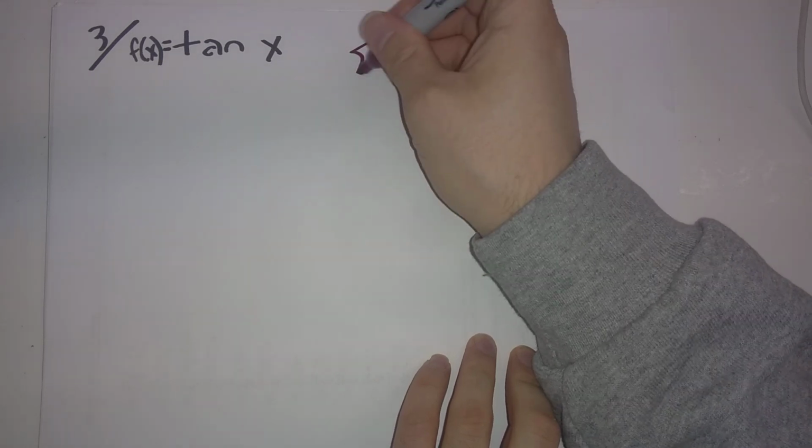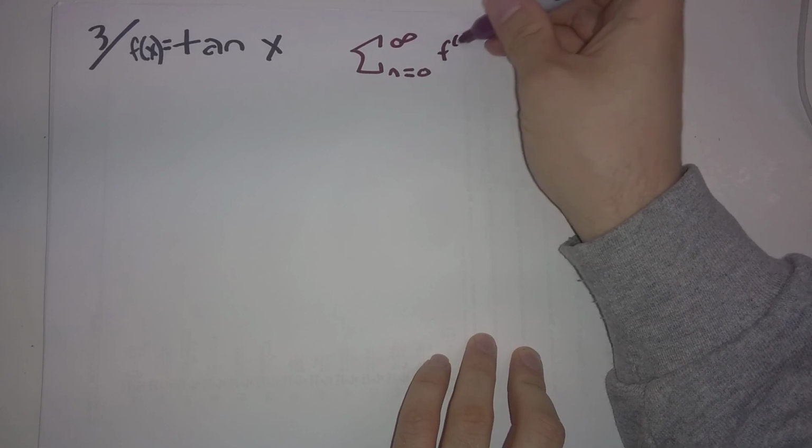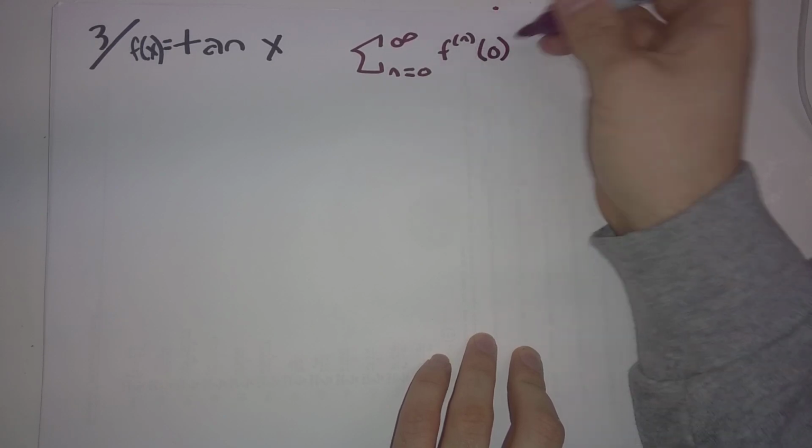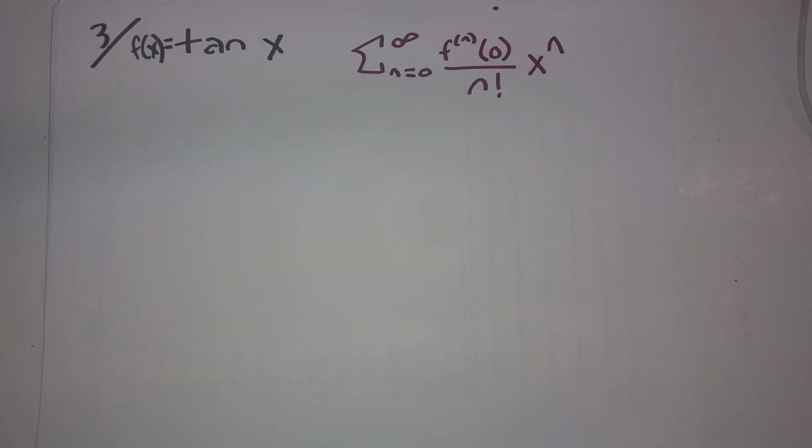The first thing that pops into your mind when thinking about Maclaurin series is probably just going to the definition. Our Maclaurin series is the sum from n equals 0 to infinity of the nth derivative of f evaluated at 0, divided by n factorial, times x to the n. If we can find a nice easy pattern to the derivatives of tangent x, we can very quickly do this.